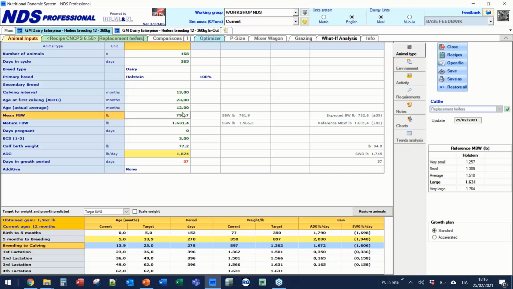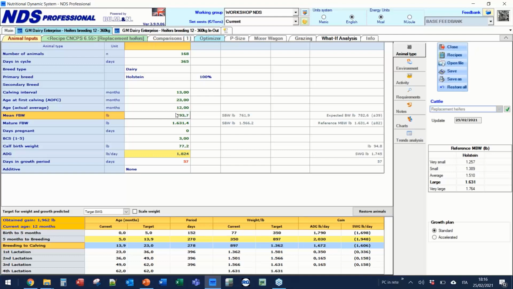Based on this, if we measure the weight of this group, I have to input the real weight here. In this case, we are around 795 pounds.